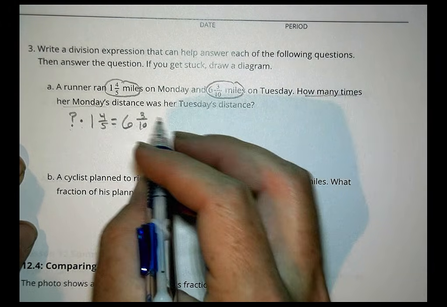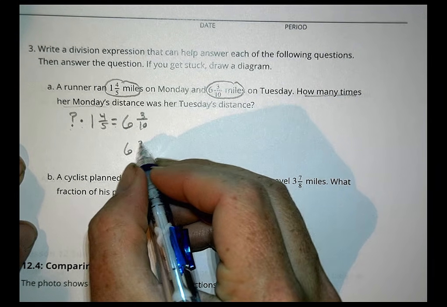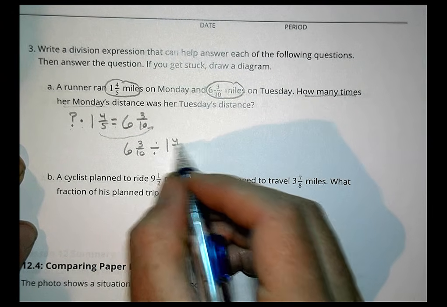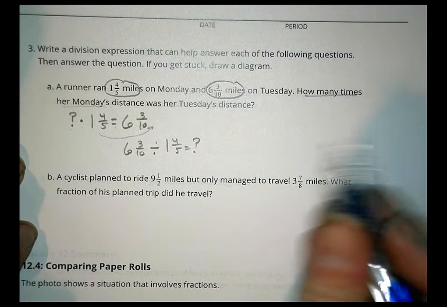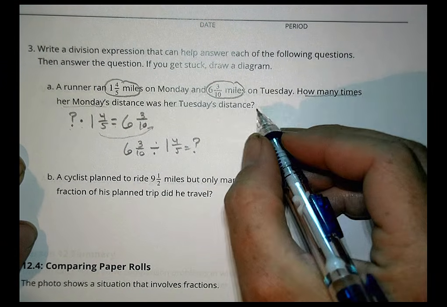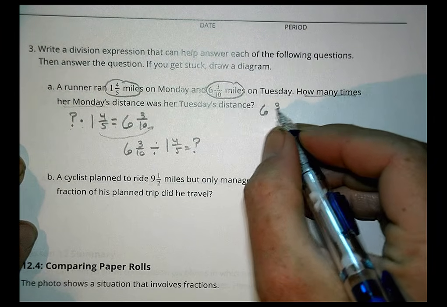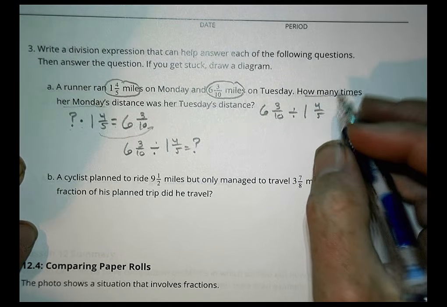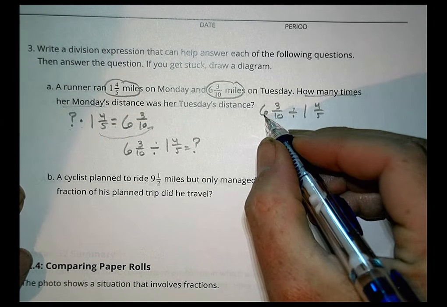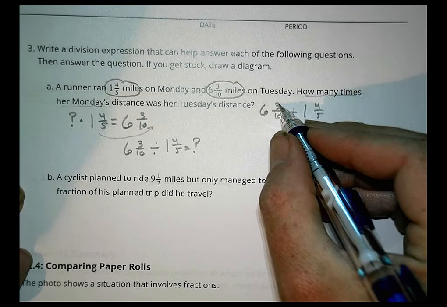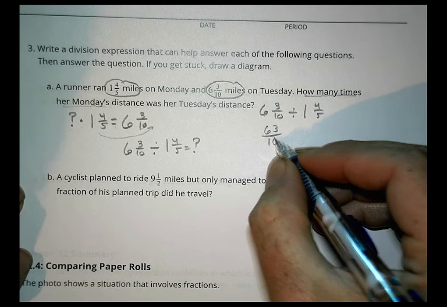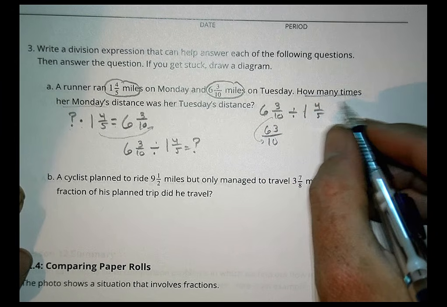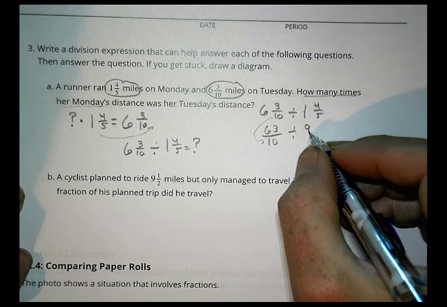Now to make that a division problem, we can say 6 3/10 divided by 1 4/5 equals question mark. So that's our actual problem. So let's write this up over here. We have 6 3/10 divided by 1 4/5. And put those into improper form. 10 times 6 is 60, plus 3 is 63 over 10. Keep the denominator the same. And then 5 times 1 is 5, plus 4 is 9. So this is divided by 9/5.